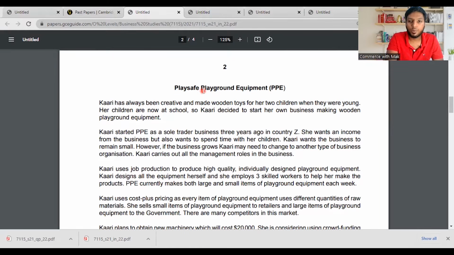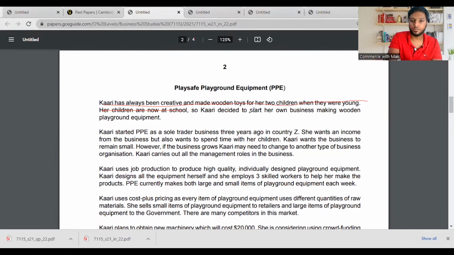So let's start. Playlist, playgroup, playground equipment, PPE. Kari has always been creative and made wooden toys for her two children when they were young. Her children are now at school, so Kari decided to start her own business, making wooden playground equipment. So here is the case study starting. They are saying creative, so I'm cutting these areas. This is an introduction about the person called Kari, so you don't need to learn this.